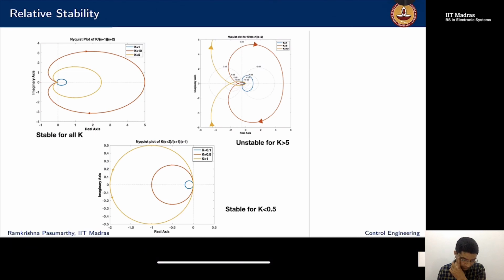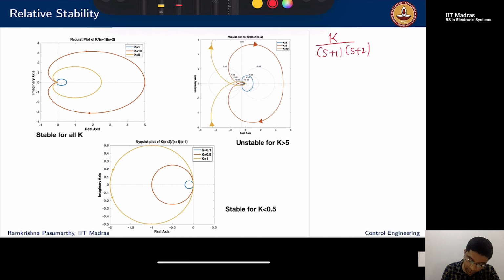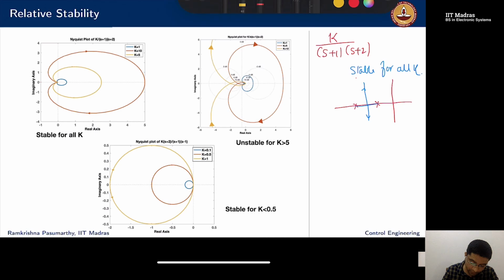Okay, so I look at three transfer functions here. The first one is k over (s plus 1)(s plus 2), and we'll see what happens. Maybe we can quickly draw the root locus and check. I have a pole at minus 1 and a pole at minus 2. Here the root locus starts, they meet at some point and then go off. This is stable for all k.